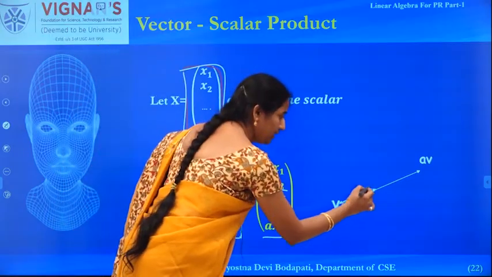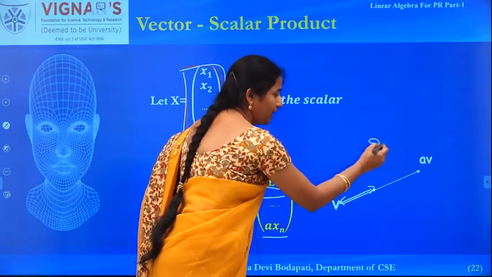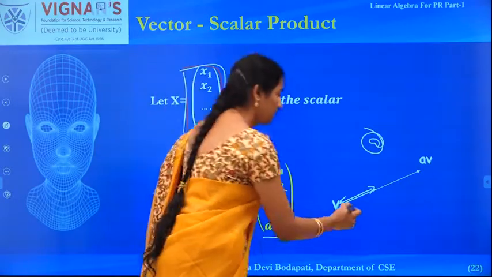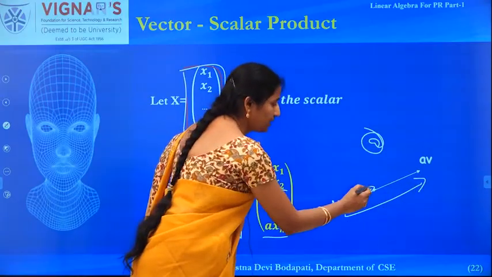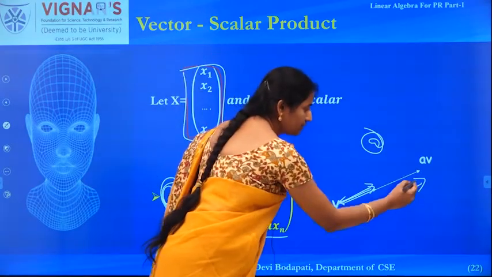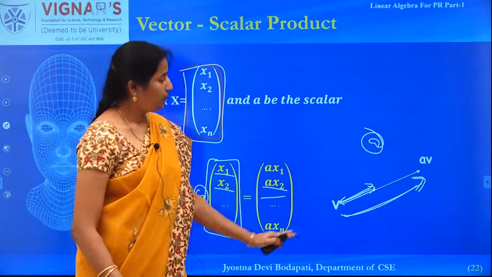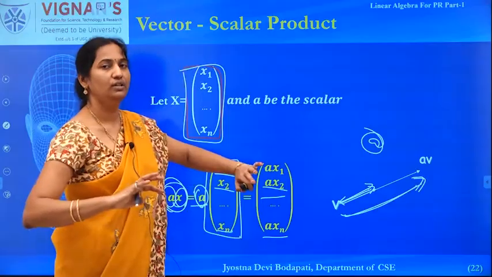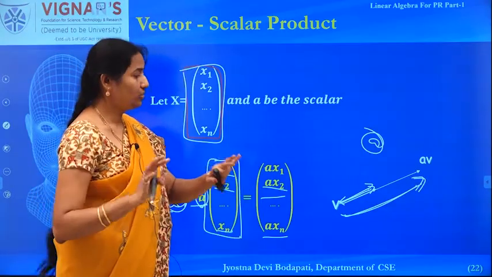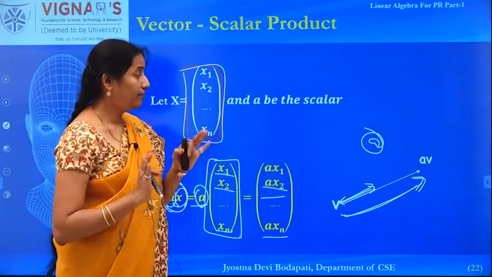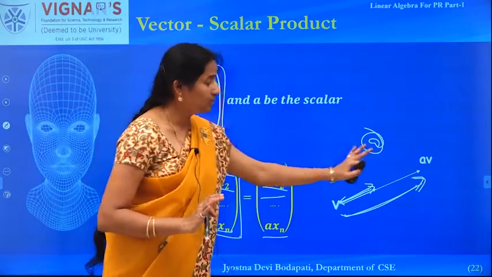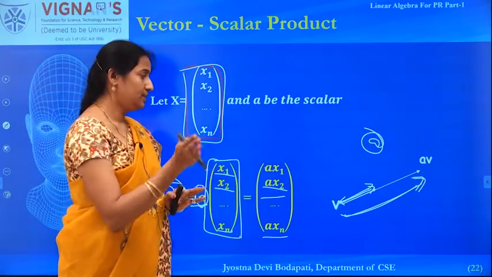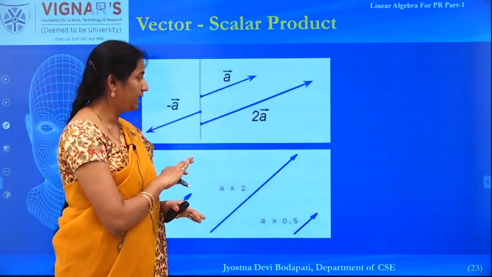So, this is your V, and depending on your value A, the magnitude of the vector will change. If you observe, this is your AV. This is the given vector V, and AV is this vector. So when you apply the scalar product, depending on the value of A, the magnitude of the vector changes. The direction of the vector will not change as long as the value of A is positive. If it is negative, then the resultant vector will be exactly in the reverse direction.